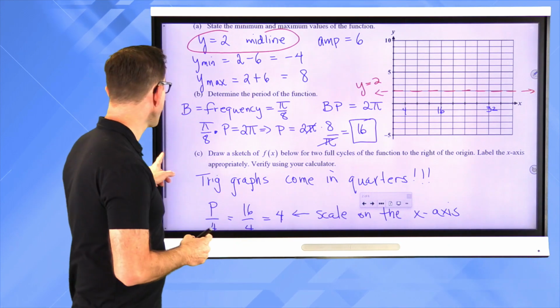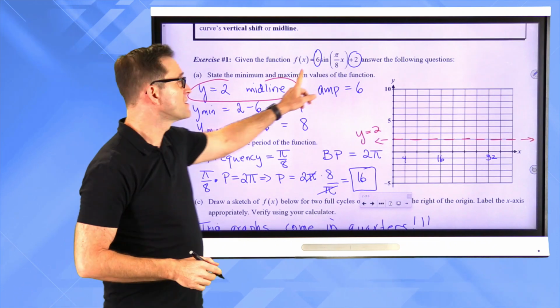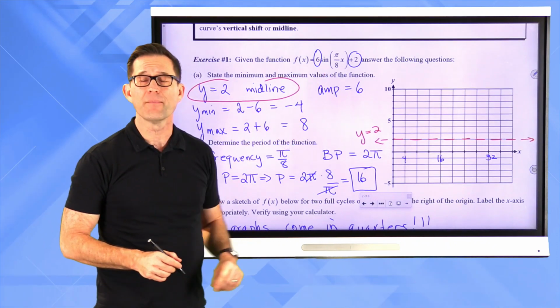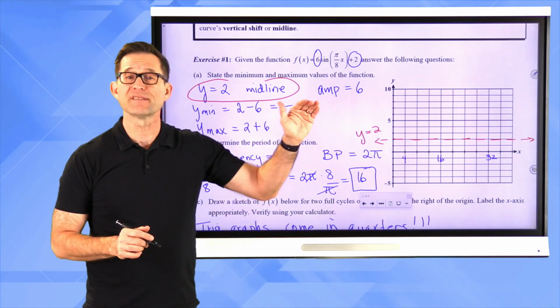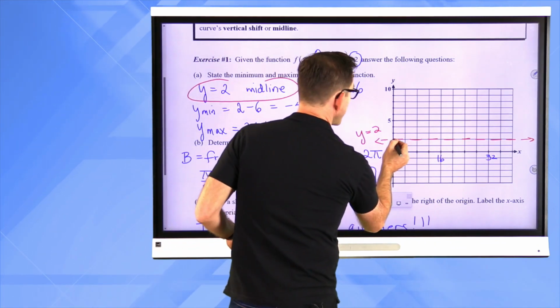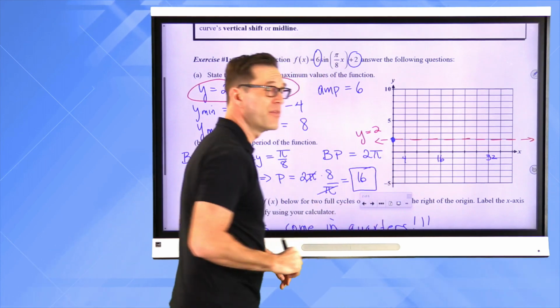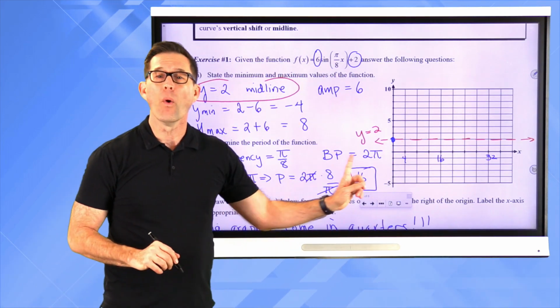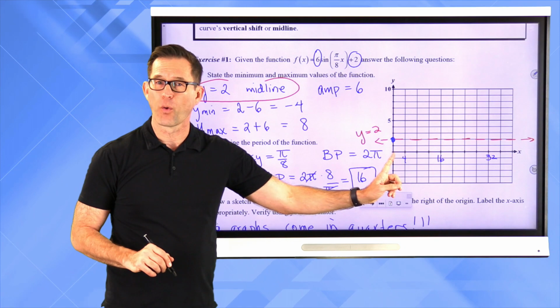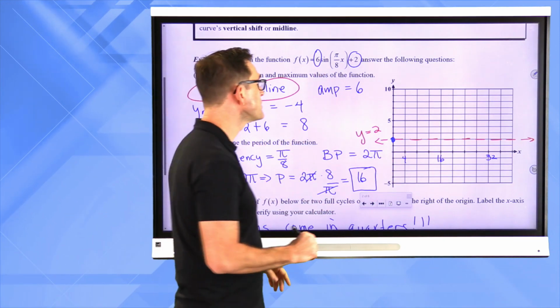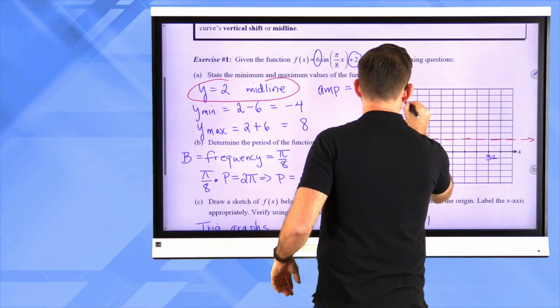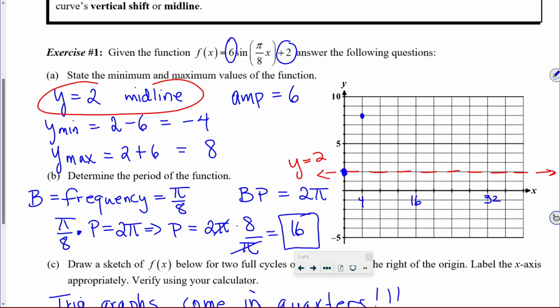Now, what is my curve? Well, it's sine. Sine starts at its midline and then rises out of it. So in other words, the first point I'm going to graph is right there. Now, 1/4 of a period over, 4 units over, I'm going to hit the maximum, which is going to be 6 units above my midline. It's going to be right up here at 8.